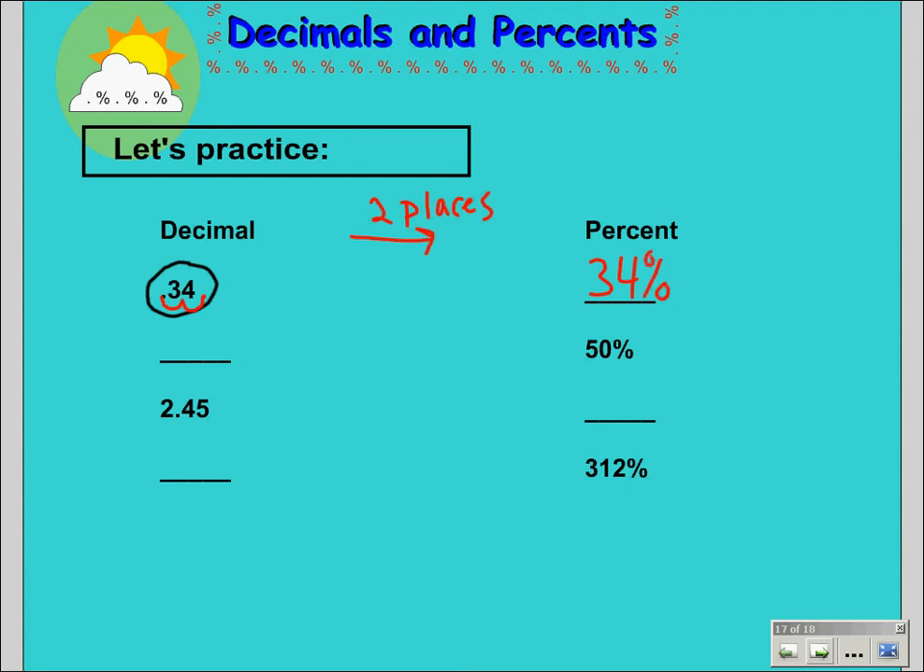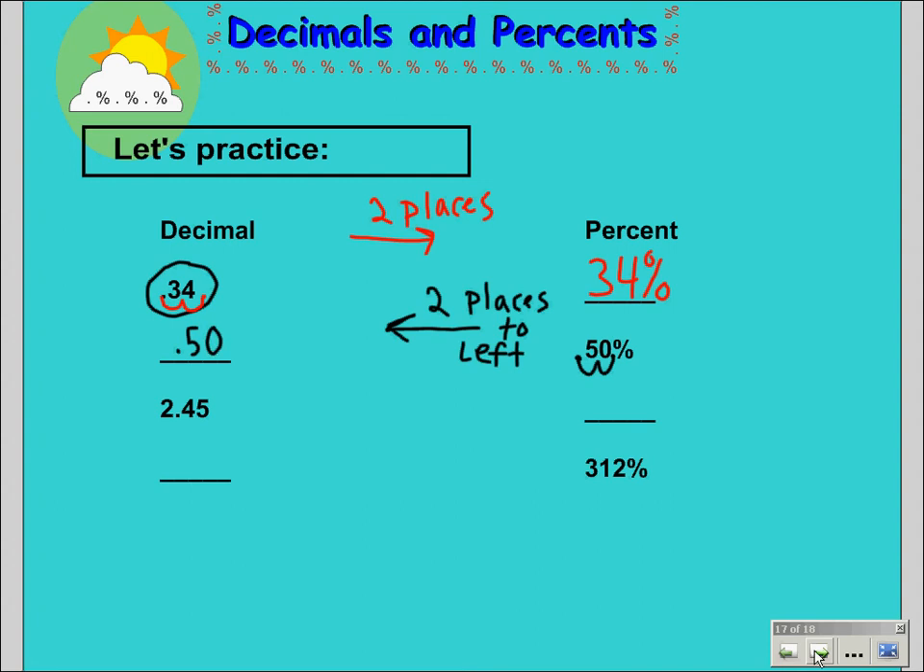Next, we're going to go from a percent back to a decimal. Our percentage is 50. Like I said before, our decimal falls right between our last number and our percentage sign. Well, when we're going from a percent to a decimal, we're going to move our decimal 2 places to the left. Moving it over 1, 2, which gives us 0.50.